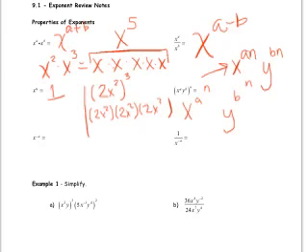X to the negative a, we don't like negative exponents, so we will flip it. So 1 over x to the a. So it doesn't matter if that negative's on bottom or if that negative's on top. You don't like negatives. So this negative that's on bottom now needs to get moved to the top. And if you want to write over 1, great.